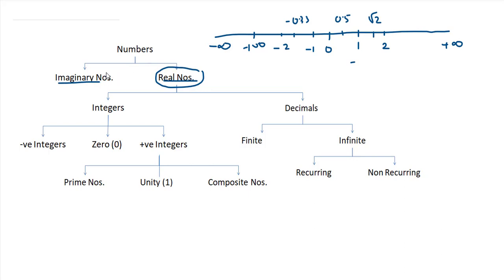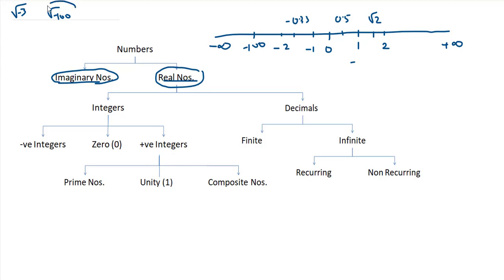Whereas all the numbers that you cannot represent on a number line will be classified under imaginary numbers. Imaginary numbers are basically square root of negative numbers. For example, square root of minus 3. You cannot represent this number on a number line. Hence, it will be classified under imaginary numbers. Square root of minus 100 also will be classified under imaginary numbers.